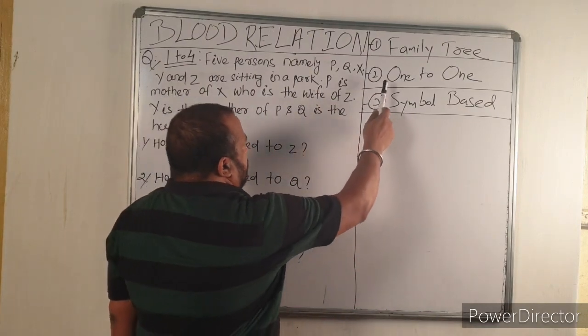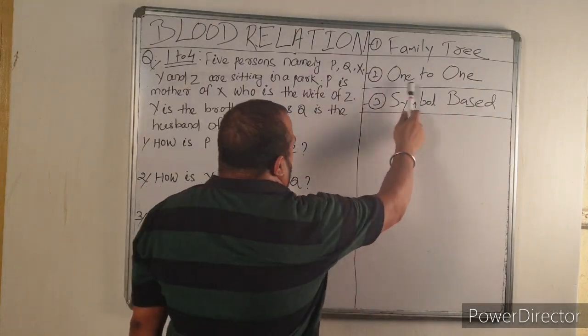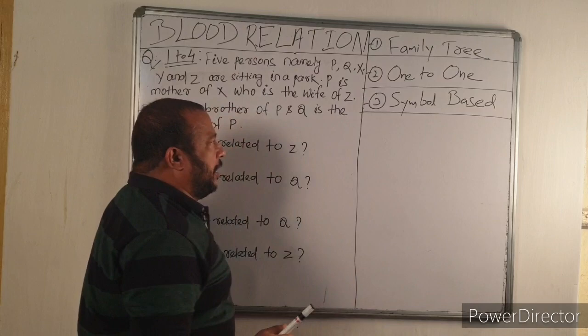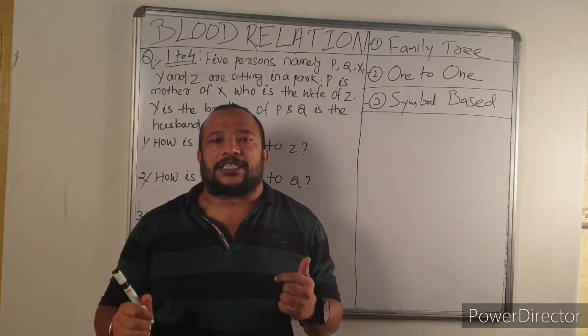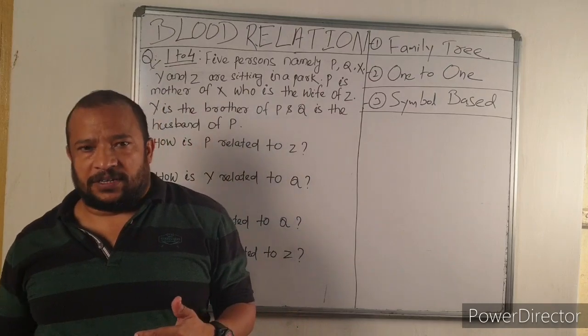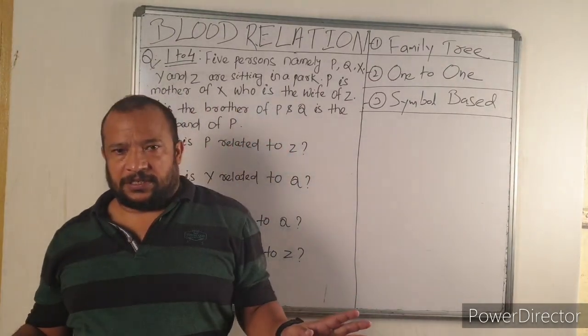Type 1 is family tree, type 2 is one-to-one relation, and type 3 is symbol based questions. So let us discuss one by one all the three types of questions.